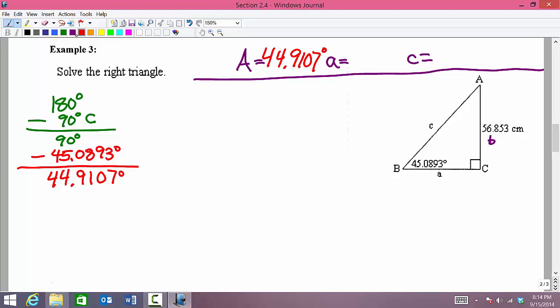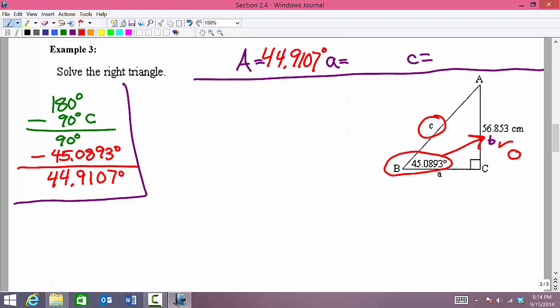So there's my angle A. Anytime I know two of something, the third one is very easy to find. So now I'm looking for sides A and C. We're going to start with the angle B that we know, and we're going to involve the side B that we know. So we have two things that we know, and we're going to include with this a side that we don't know. Let's say that we include side C. Well, this would be opposite, and this would be the hypotenuse.